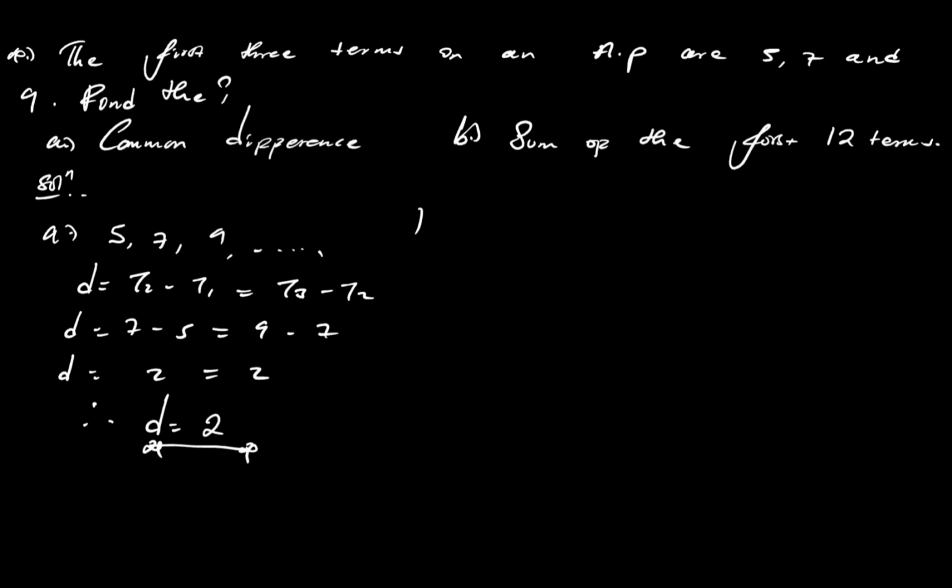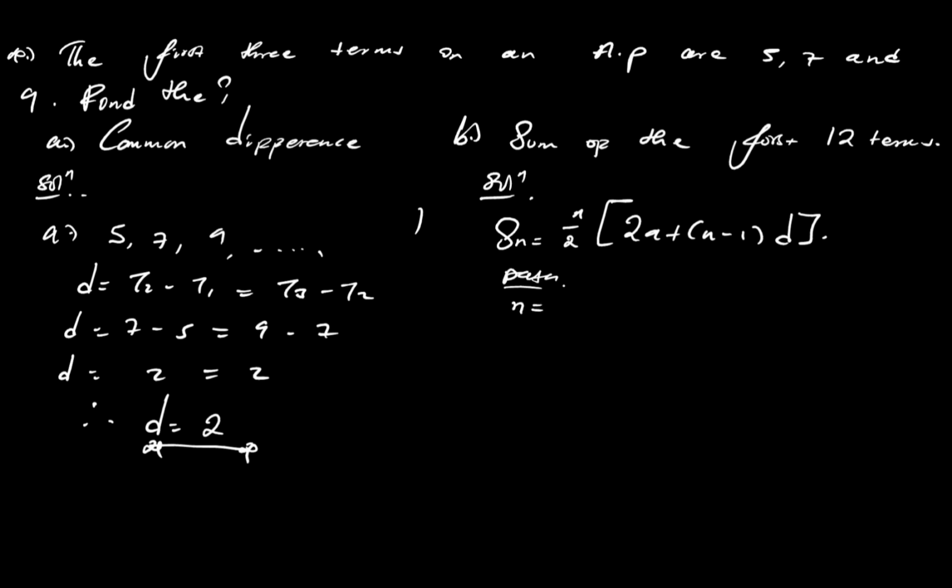Now, to find the sum of the first 12 terms, what we need to do is to use the formula. We say that S sub n is equal to n over 2 times (2a plus (n minus 1) d). Other than that, we need just to collect some data. What is the value of n? We're looking for the sum of the first 12 terms, so the value of n is 12.